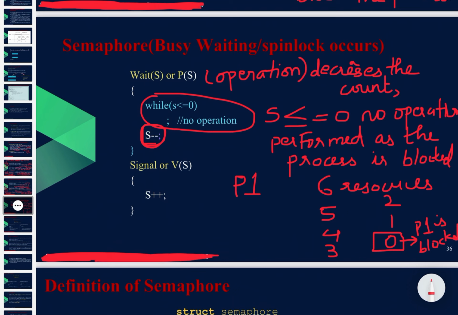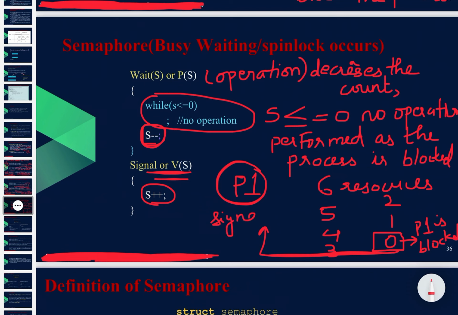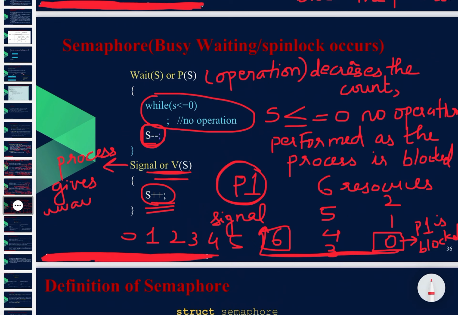And what will happen when this process is blocked? We will use the signal operation to increment the value, so that the resources can be used again. So after P1 is blocked, the signal operation will be performed and signal will increment the value from 0, 1, 2, 3, 4, 5 to 6. So signal increments the value, that means the process gives away its resource.